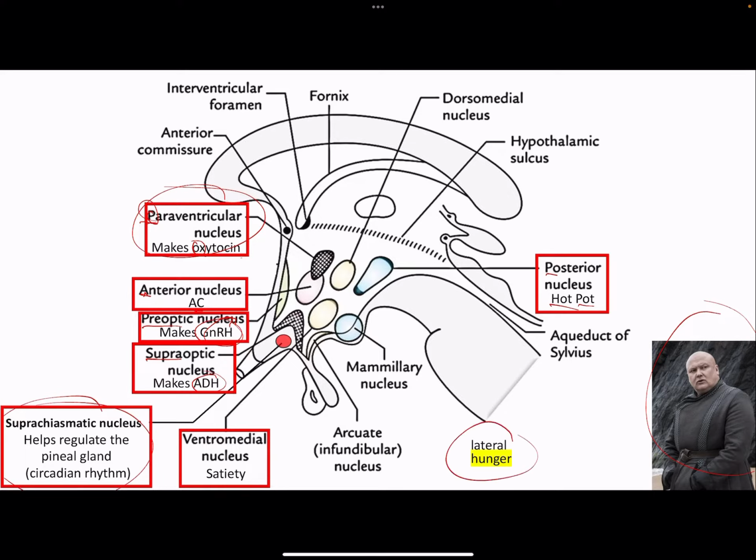Not depicted here, but the ventrolateral nucleus. I think of lateral as you're reaching out with your extremities for food. So reaching out for food, that's going to be hunger. And the opposite of that is medial, which is satiety. So things like leptin and ghrelin are going to be working here.